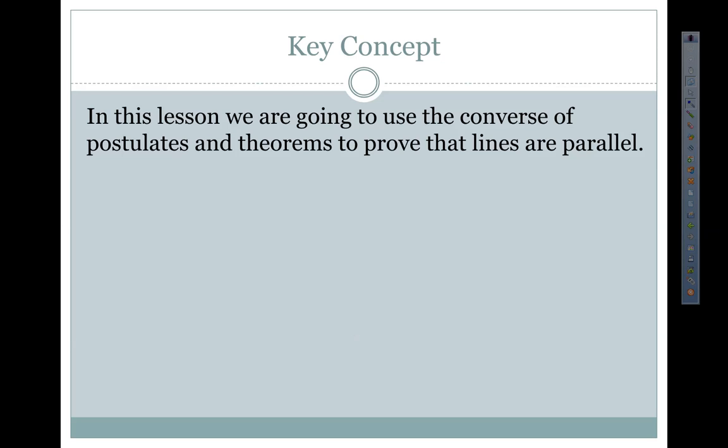parallel. So if you remember back in chapter 2, we talked about our conditional statements, then we had our converse. Well, the conditional statement was where we went from P to Q, our hypothesis and then our conclusion. Well, now in a converse, we're going to flip-flop our conclusion and our hypothesis. So instead of going P to Q, we're now going to go from Q to P. And that is called the converse.